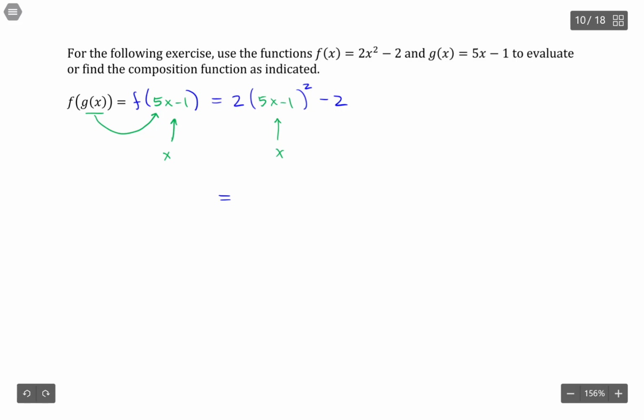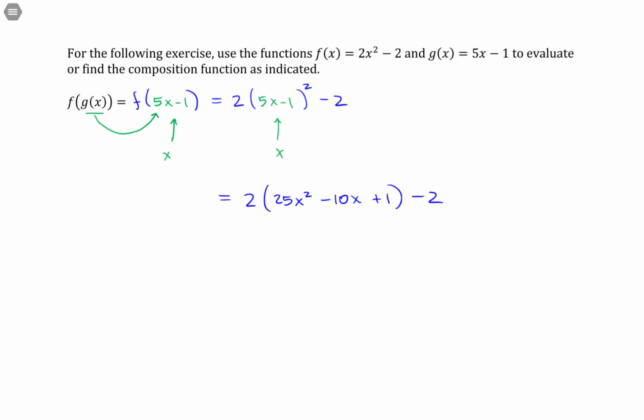Evaluating this, the first thing I need to do is expand this binomial. For (5x − 1)², we can square the first, which gives me 25x², then take 2 times the first times the second. So 2 times 5x is 10x, times negative 1 is negative 10x, and then plus the square of the second. That effectively squares the binomial. Then we still have this minus 2 out front.